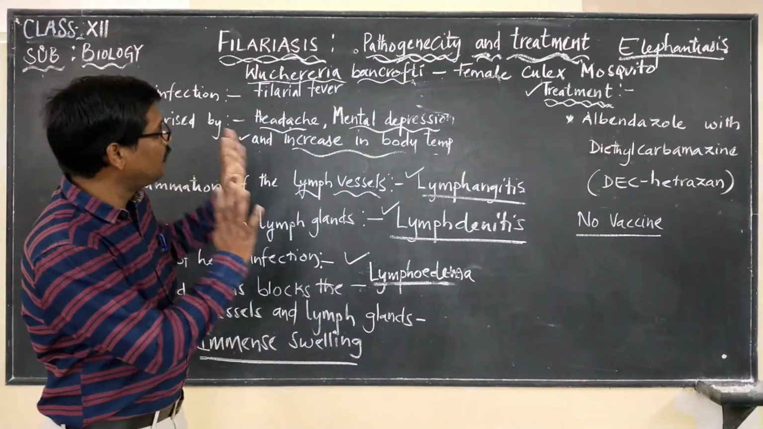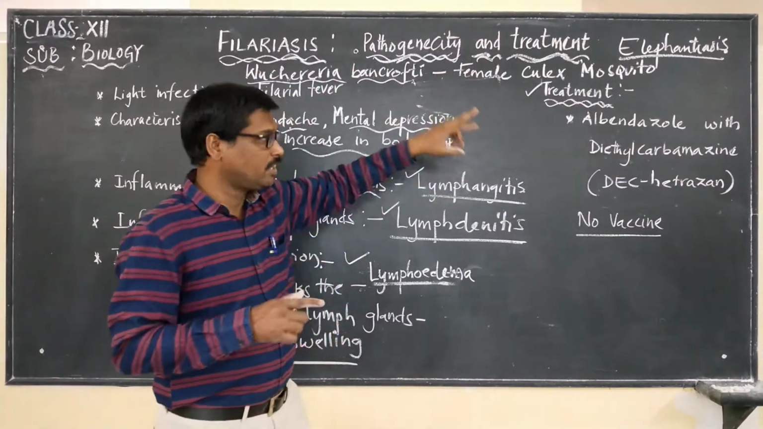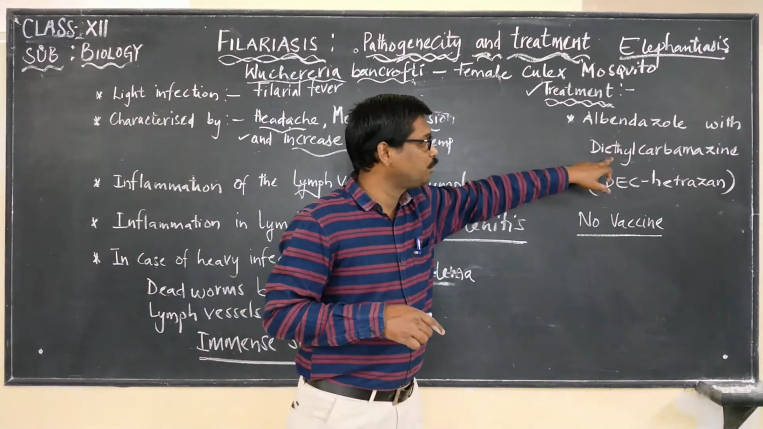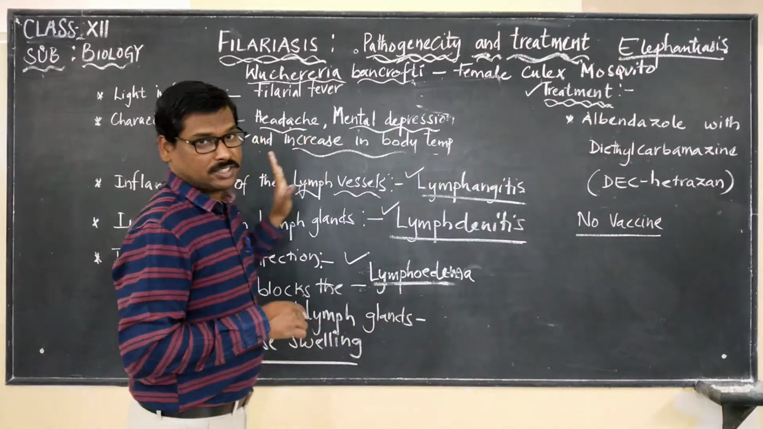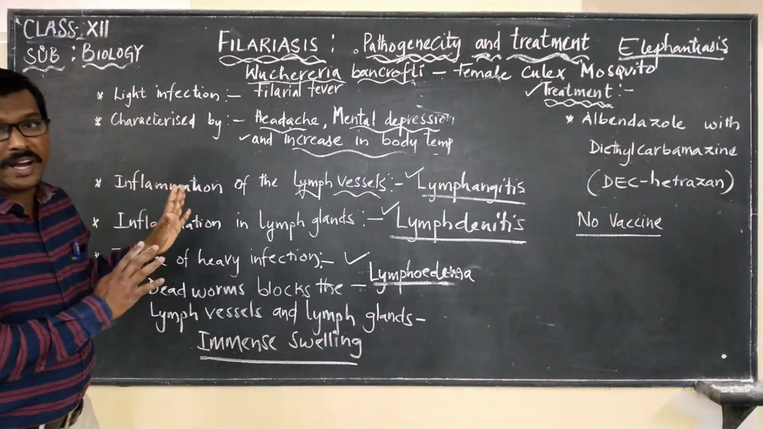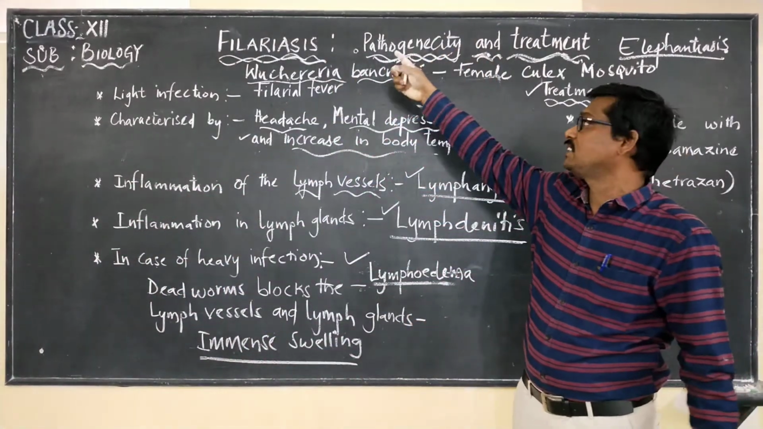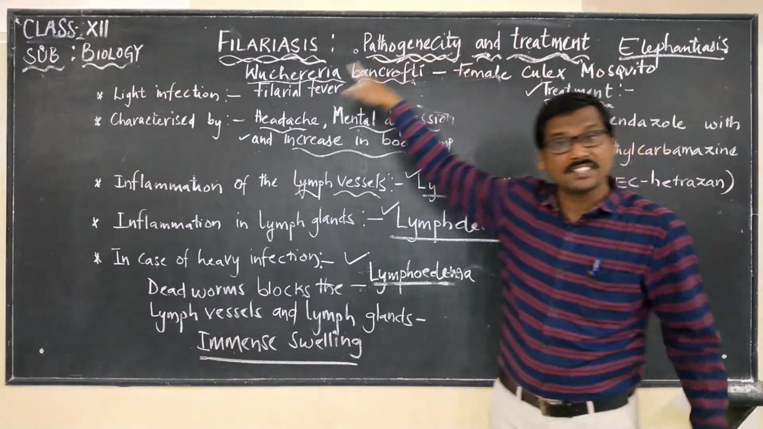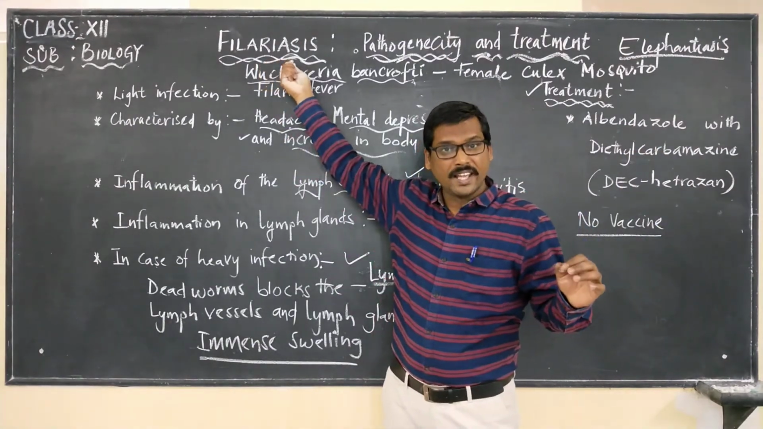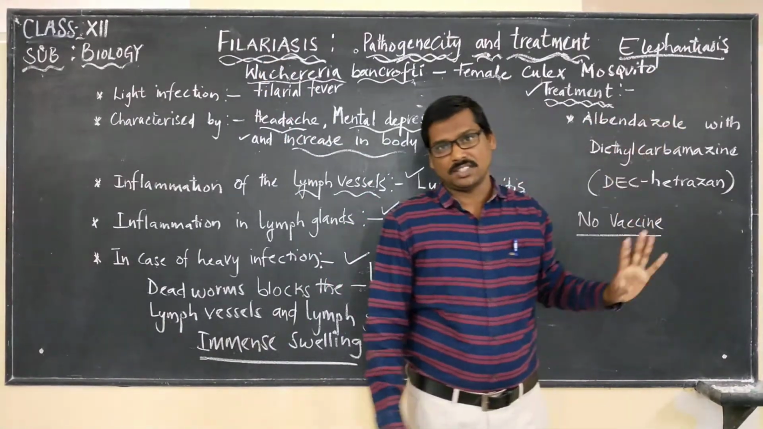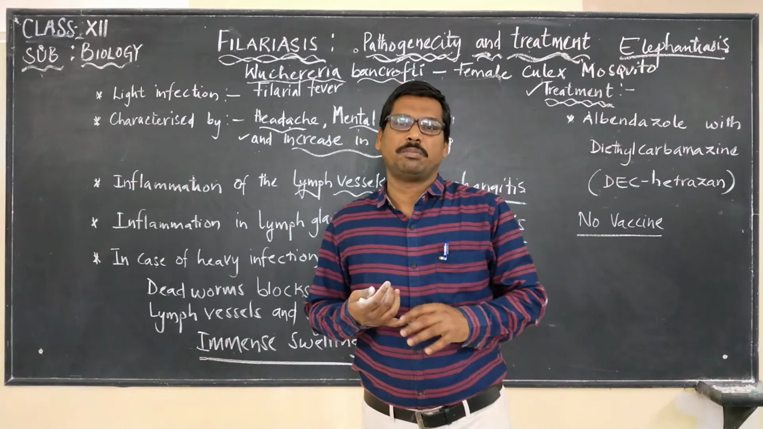So in this video we have learned about filariasis pathogenicity and treatment. In treatment you have to remember albendazole, which is given with diethylcarbamazine, in short DEC. These are the points to keep in mind when discussing filariasis pathogenicity and treatment. Filariasis is well known as elephantiasis. In the next video we will meet another disease that infects human beings.